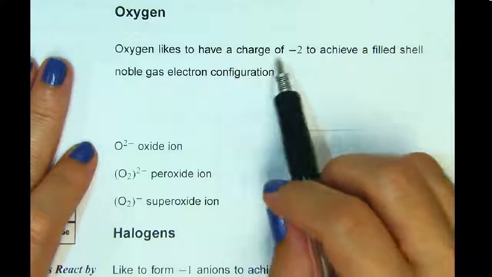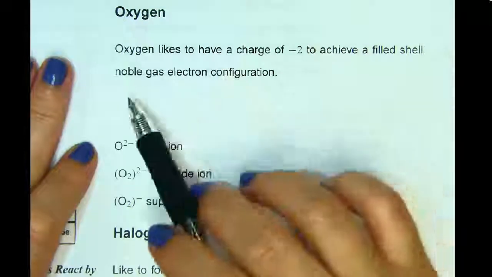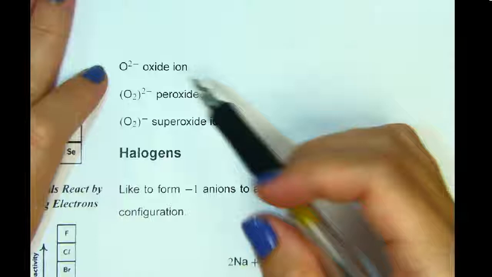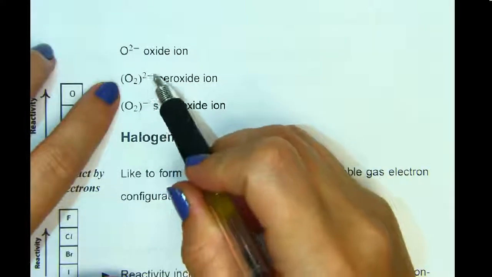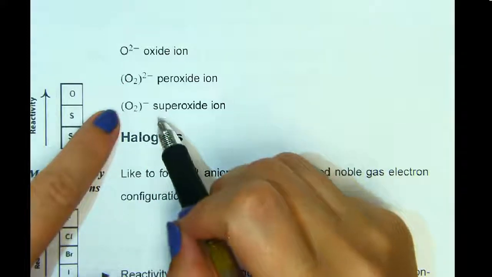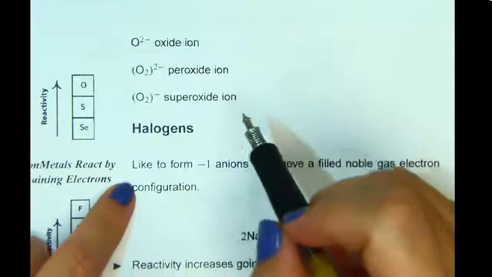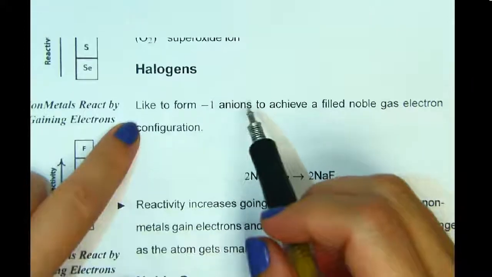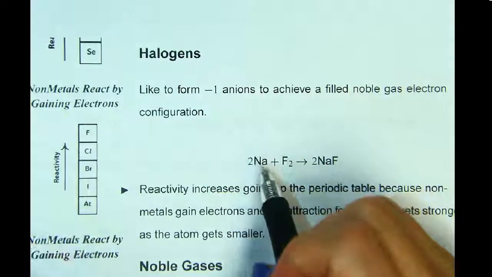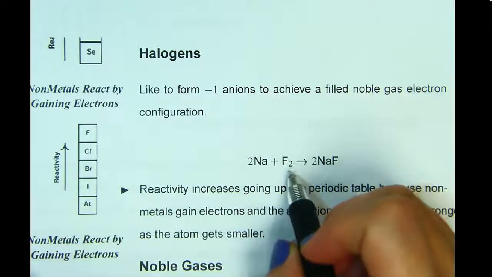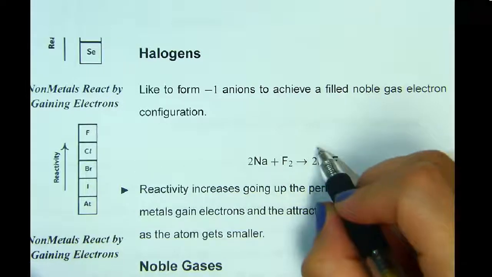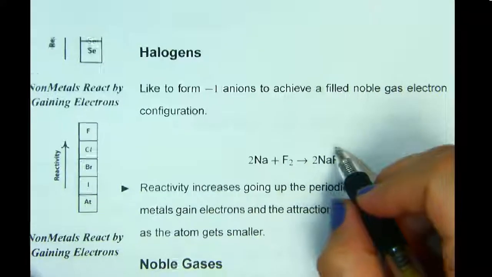Oxygen likes to have a charge of -2 to achieve a filled shell noble gas electron configuration. So here's oxide, O -2. And then if you see O2 -2, then you have a peroxide ion. And if you have O2 with a -1, you have a superoxide ion. And halogens like to form -1 ions to achieve a filled noble gas electron configuration. So for example, sodium plus fluorine gas is going to give you sodium fluoride, but remember this is a +1 and -1, and so they will balance each other or cancel.